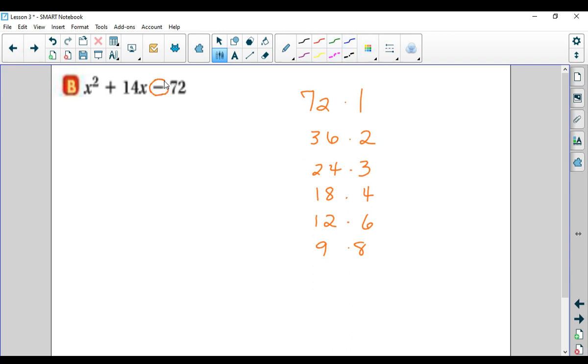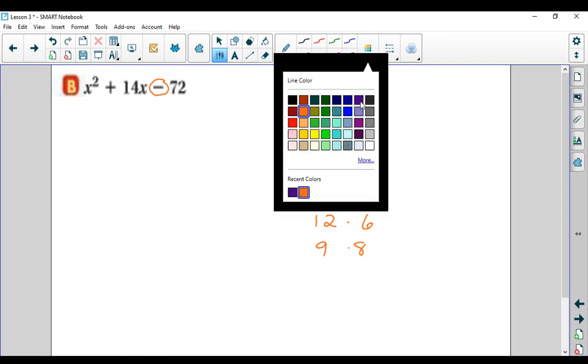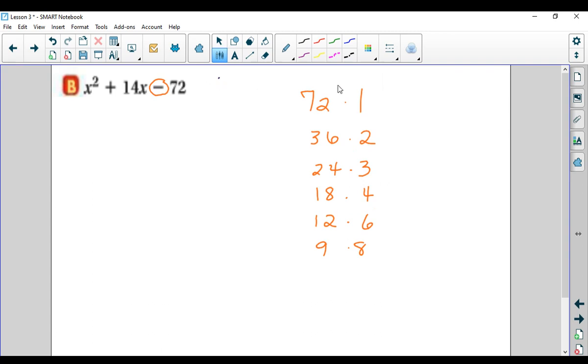This is a minus 72. That means my signs have to be different, so you're going to find the difference of these two numbers. And I always like to write my bigger number first because I really just want to know the difference in the numbers. So the difference between 72 and 1 is 71. 36 and 2 is 34. 24 and 3 is 21. 18 and 4 is 14. 12 and 6 is 6. And 9 minus 8 is 1.